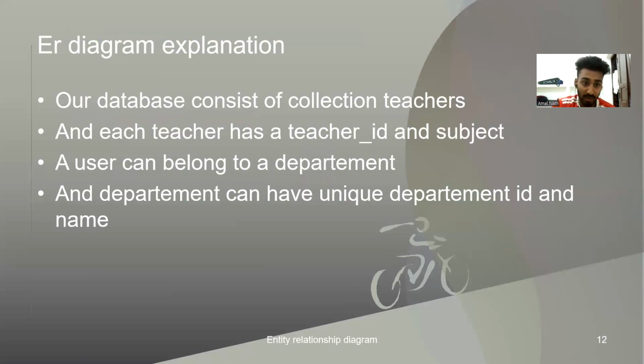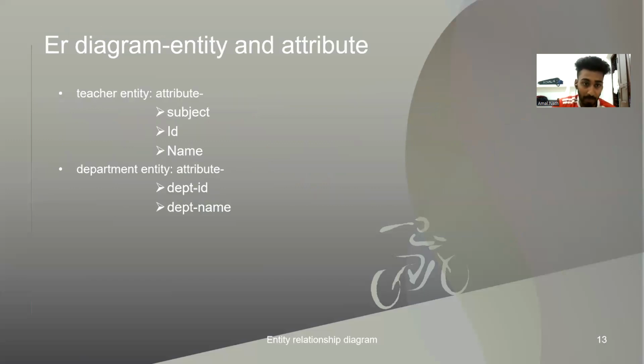Then ER diagram explanation. Our database consists of a collection of teachers and each teacher has a teacher ID and a subject. A user can belong to a department and departments can have unique department ID and name.